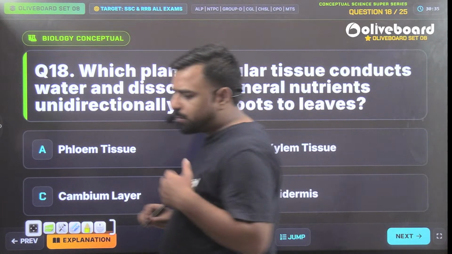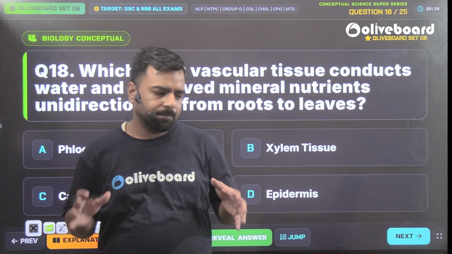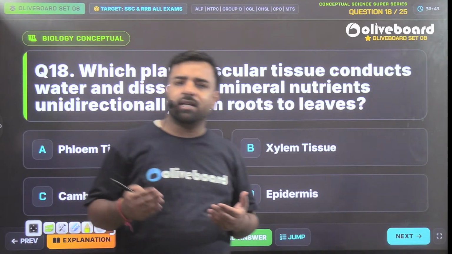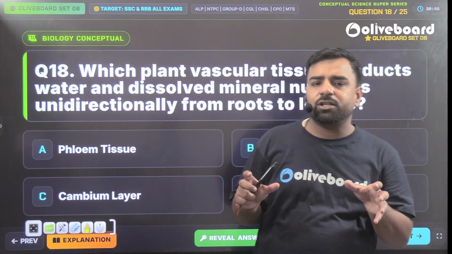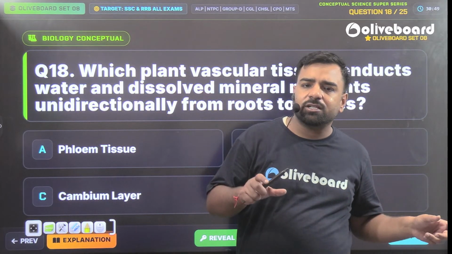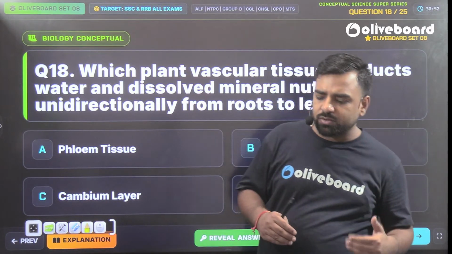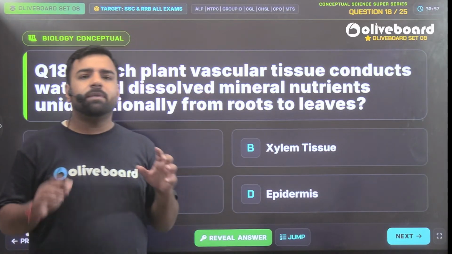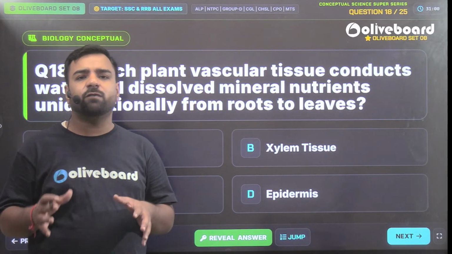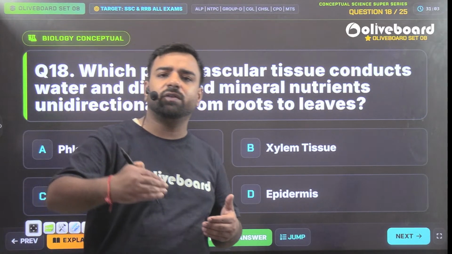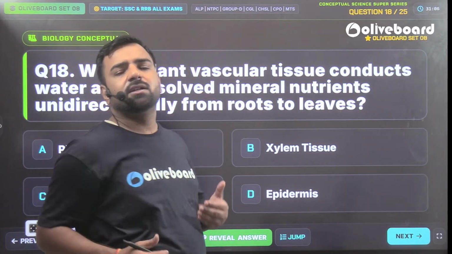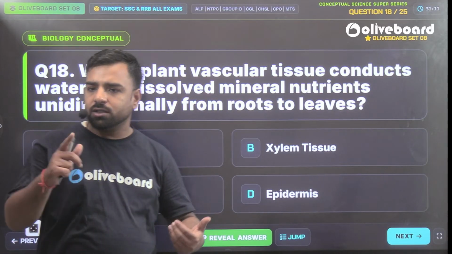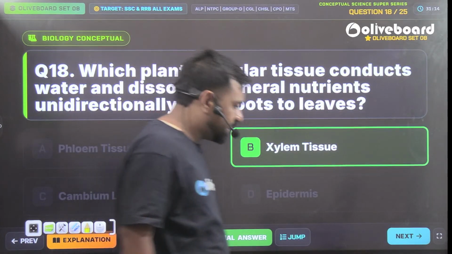So guys, if I talk about plant tissue, plant tissues are basically of two different types. Either they are permanent or they are meristematic. So meristematic tissues can be like intercalary meristem, apical meristem. But the permanent tissues are divided into two further parts. It may be the simple tissues or it may be the complex tissues. Simple tissues include parenchyma, collenchyma, sclerenchyma. But the complex tissues include the xylem and phloem. So xylem is the one that helps in the conduction of water from the roots towards the plant. So basically that is unidirectional, and phloem is the one that helps in the flow of food. So here xylem, that is option number B, is the correct answer. Next.